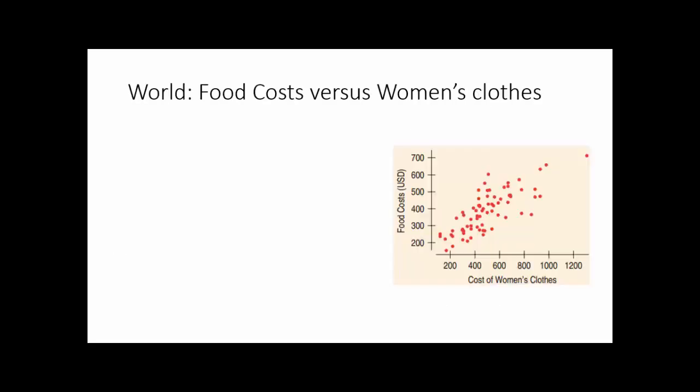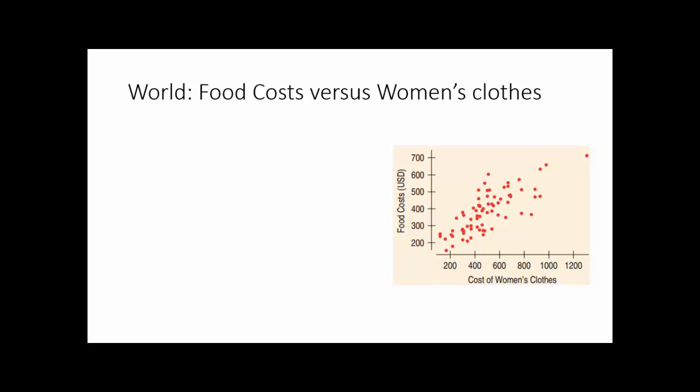All right, let's look at some other real data sets. Here is a data set for countries around the world, and the data actually is all about costs of living in each of these countries. And there were several metrics about cost of living taken. And two of those, one was the food costs, somehow adjusted to U.S. dollars, and then the cost of women's clothing in each of these countries.